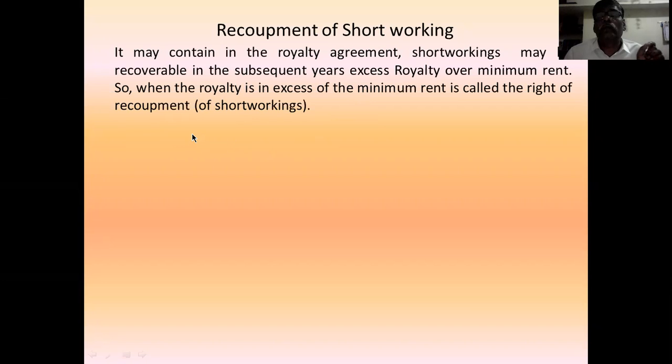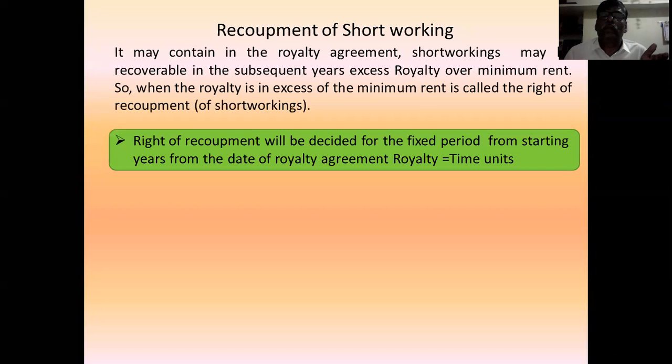And then how to recover? There are mainly two conditions regarding the agreement. This is the first one. The right of recoupment will be decided for a fixed period from the starting year. In the agreement, they make one clause regarding how to recoup. Fixed period: first 2 years, first 3 years, first 5 years, like that, they make an agreement.